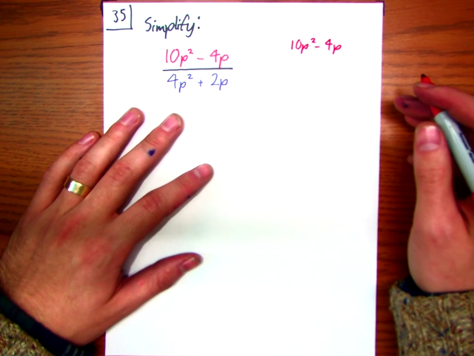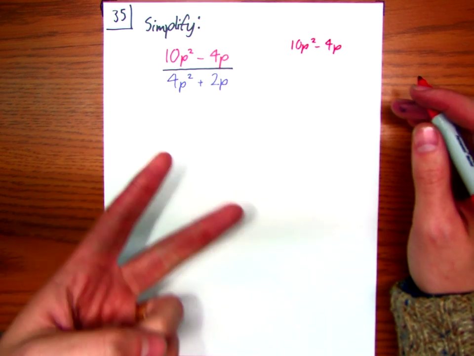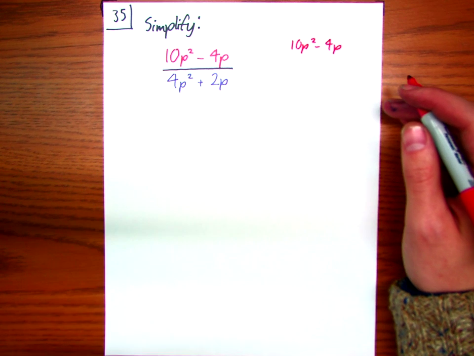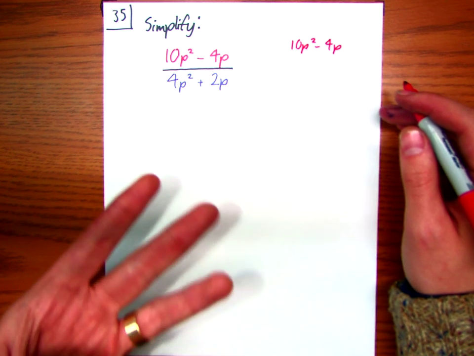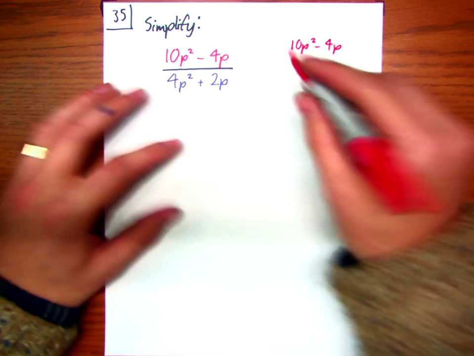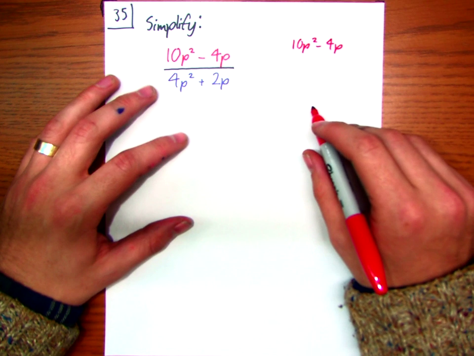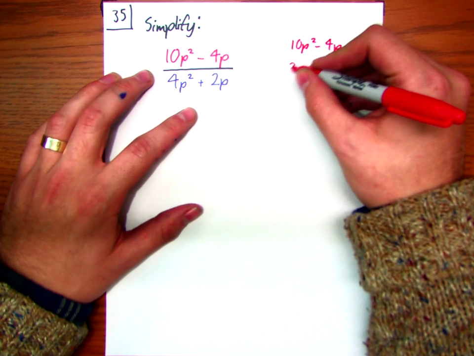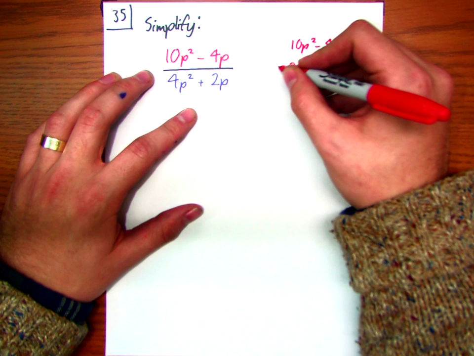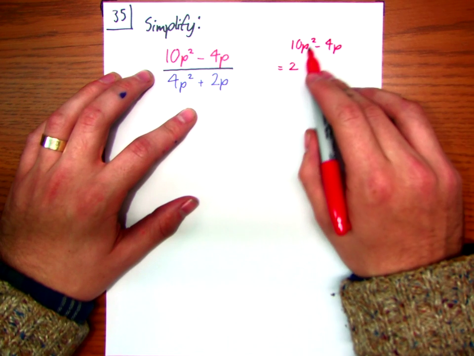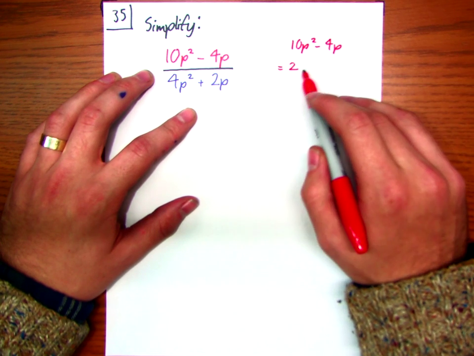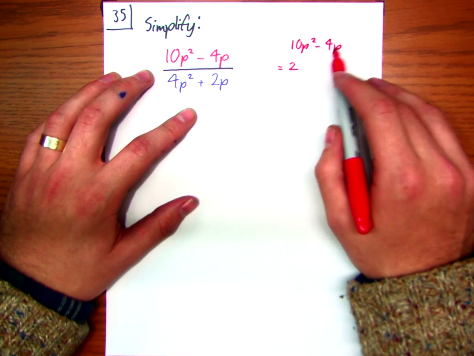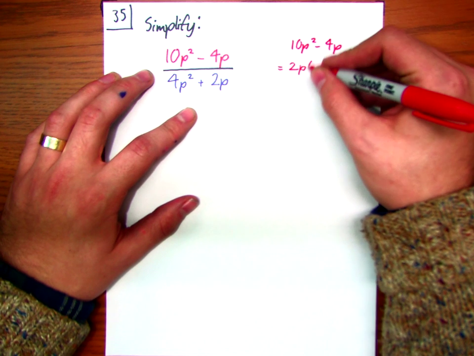There's a bunch of ways we learned how to factor it: GCF, difference of squares, A times C method. What's the one we try first? We're going to try GCF first. I've got 10 and negative 4. What comes out of 10 and negative 4? Well, they're both even numbers, so I'd say a 2 comes out of both. And I've got a p times p in the first term, and a p in the second term, so I'm going to take a p out as well.